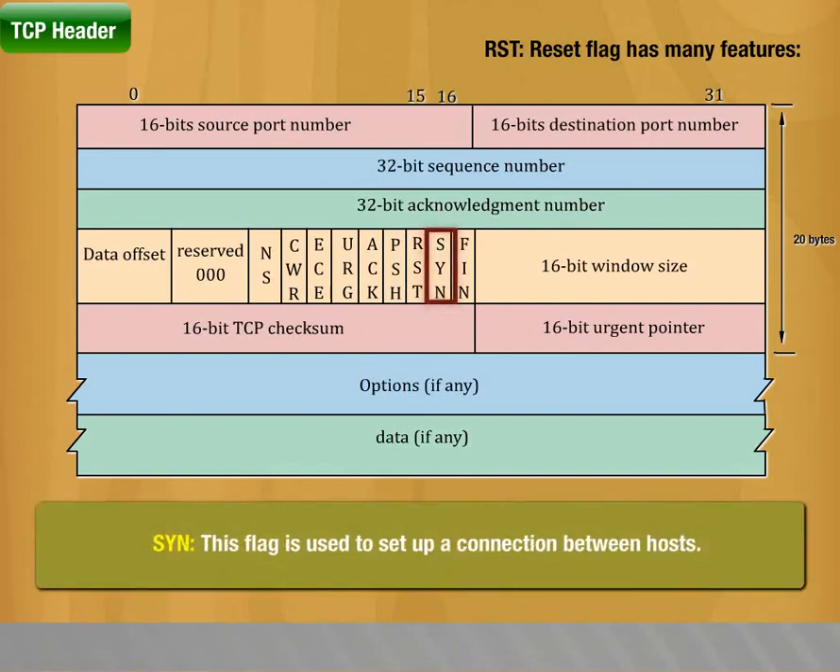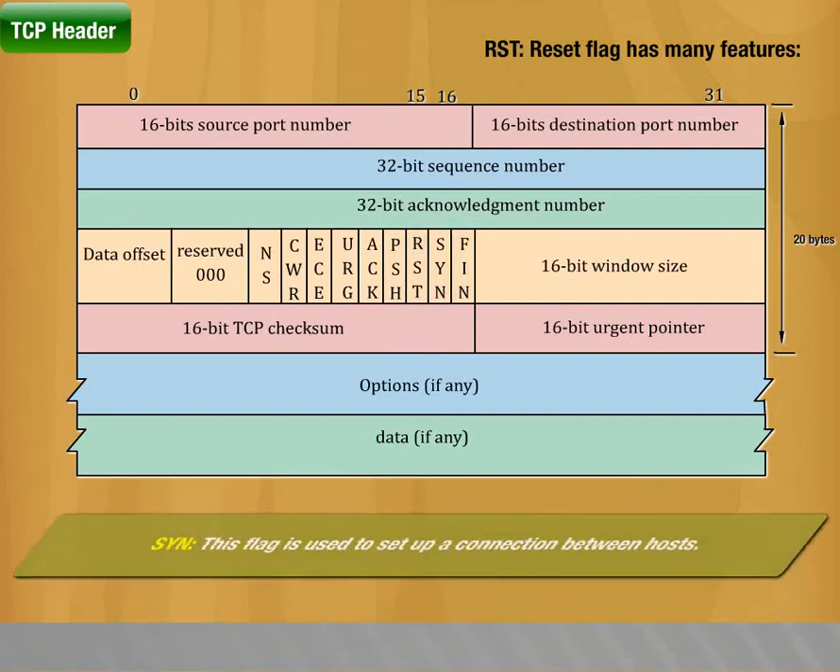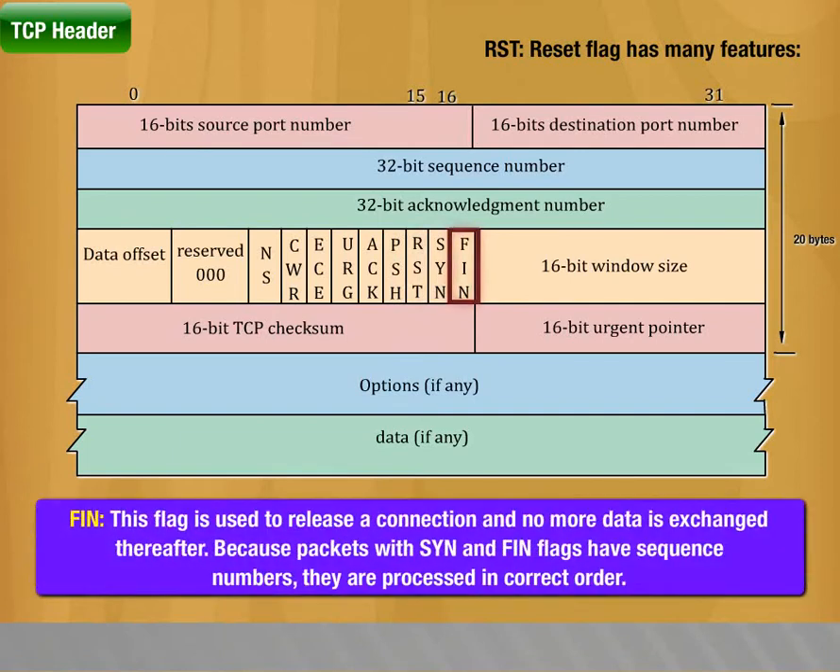SYN. This flag is used to set up a connection between hosts. FIN. This flag is used to release a connection and no more data is exchanged thereafter. Because packets with SYN and FIN flags have sequence numbers, they are processed in correct order.